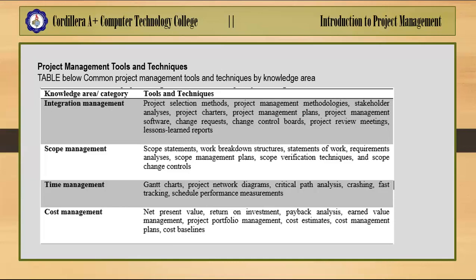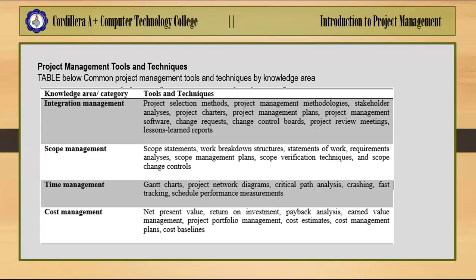And next is you have the scope management. So scope statement, work breakdown structures, then statement of work, requirements analysis, scope management plan. Kaya ng sinasabi ko, paulit-ulit lang yung scope on kung gaano katagal matatapos yung project, kung ilang months. And also the time management. Ito gumagamit sila ng Gantt charts, project network diagrams, and you have critical path analysis, crashing, fast tracking, schedule performance measurements. So ito yung mga tools or techniques na ginagamit nila.